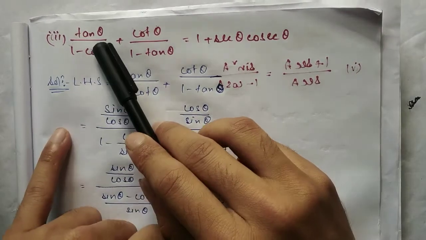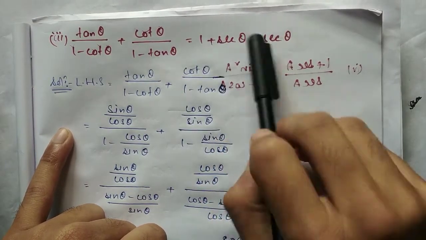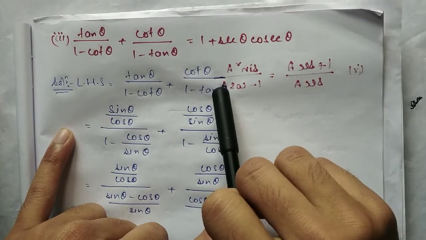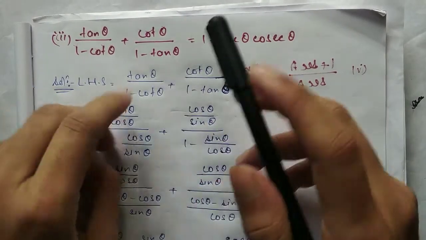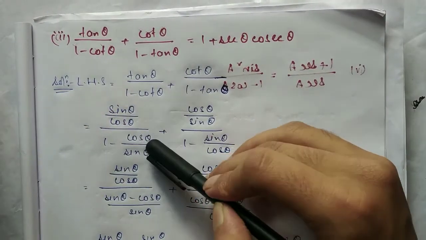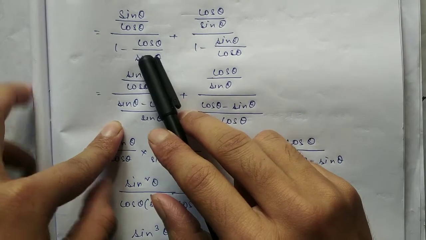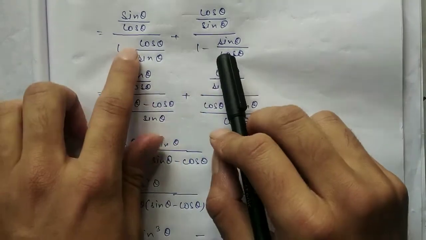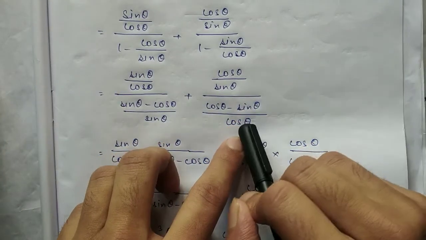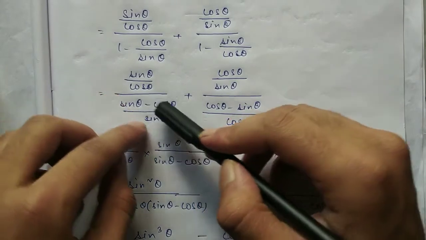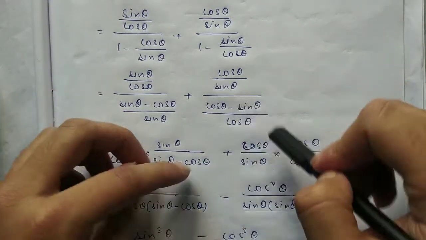Now the third problem is to prove tan theta by (1 minus cot theta) plus cot theta divided by (1 plus tan theta) is equal to 1 plus sec theta into cosec theta. We take the left hand side and convert all the tan theta and cot theta in terms of sin theta and cos theta, as tan theta is equal to sin theta by cos theta and cot theta is equal to cos theta by sin theta. So we write this, and then we take the LCM in the denominator, both the terms, and we get (sin theta minus cos theta) by sin theta in the first term and (cos theta minus sin theta) by cos theta in the second term. We take the divide sign and convert it into multiply sign, so this gets reversed.